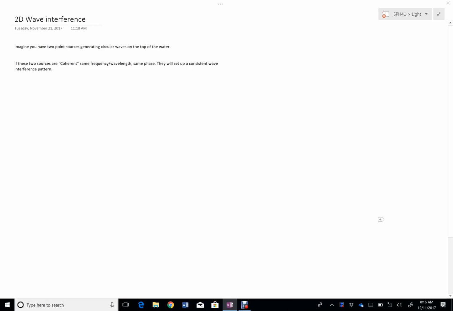Okay, 2D wave interference. This is sort of continued. In a previous video, I talked about what happens when you have a couple of sources generating waves in phase, or coherent waves with the same wavelength and in phase. And we talked about where the antinodal points, or the points where the waves would be exceptionally large, are.